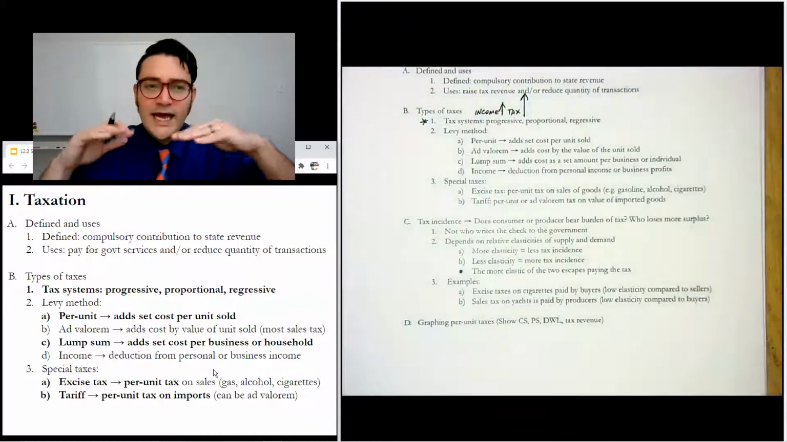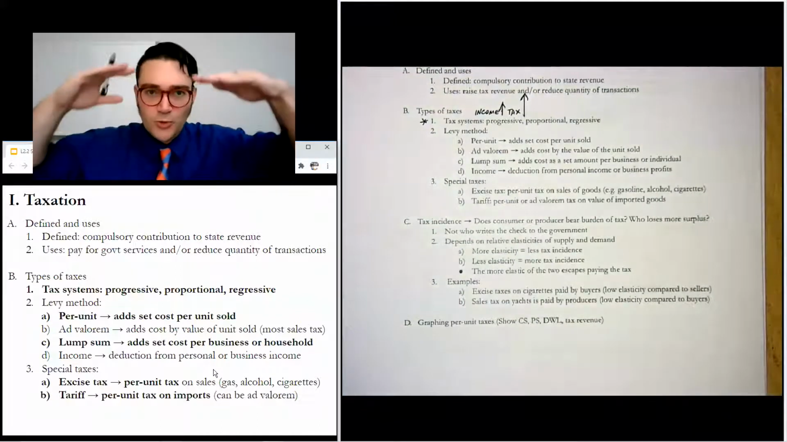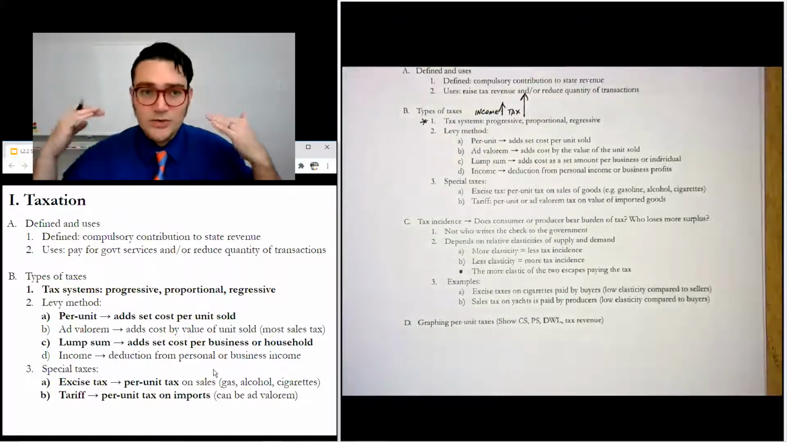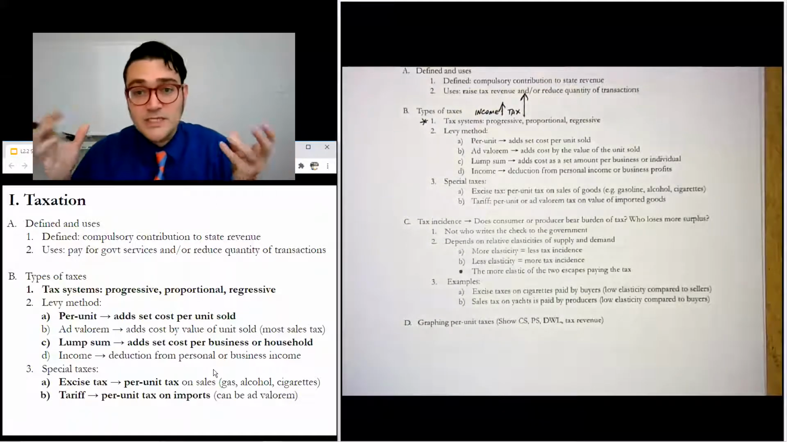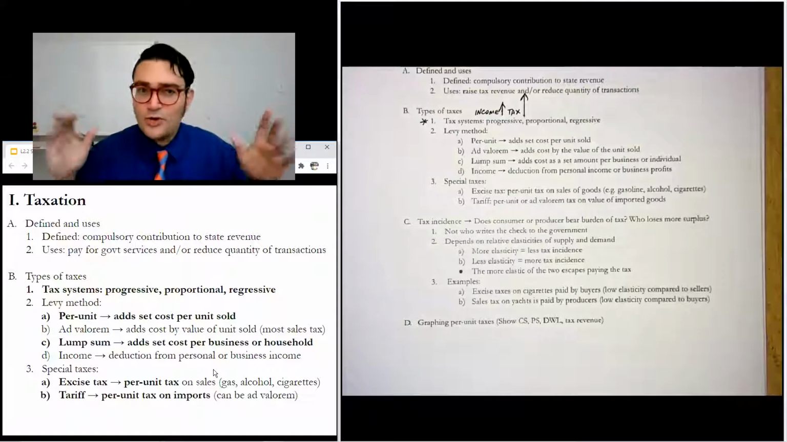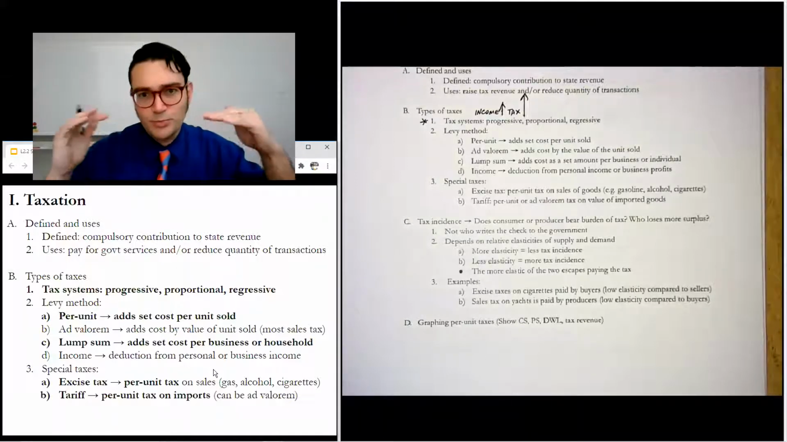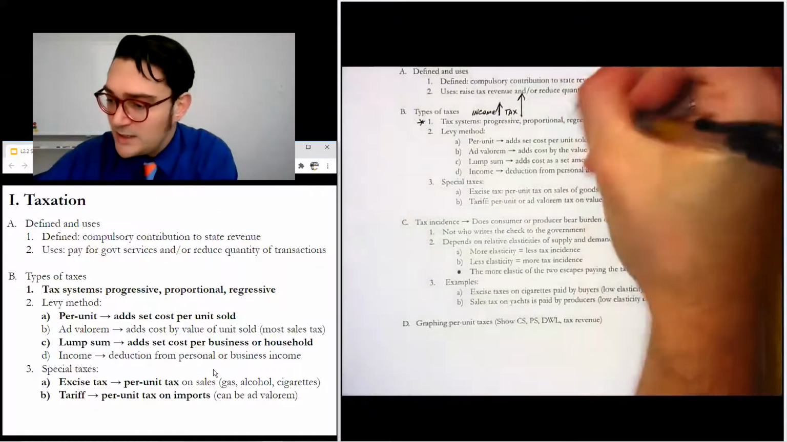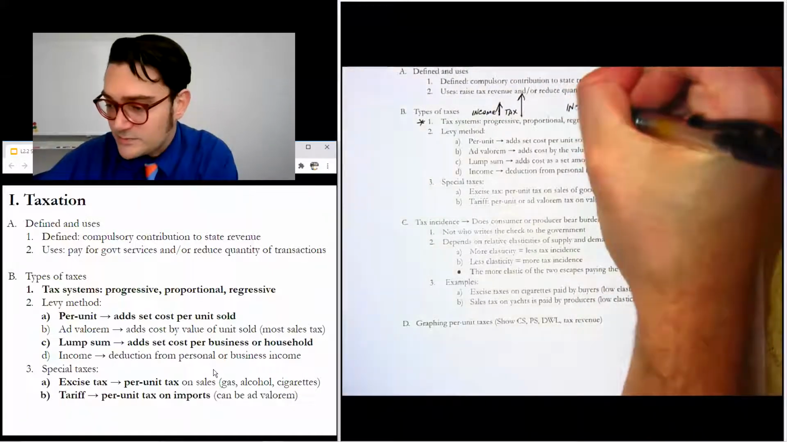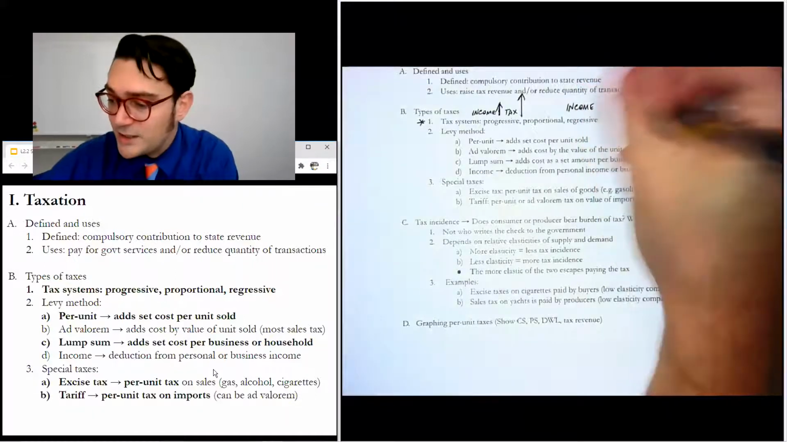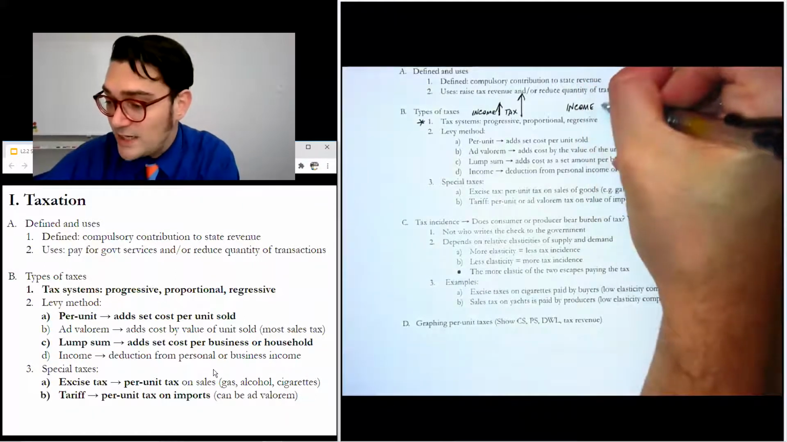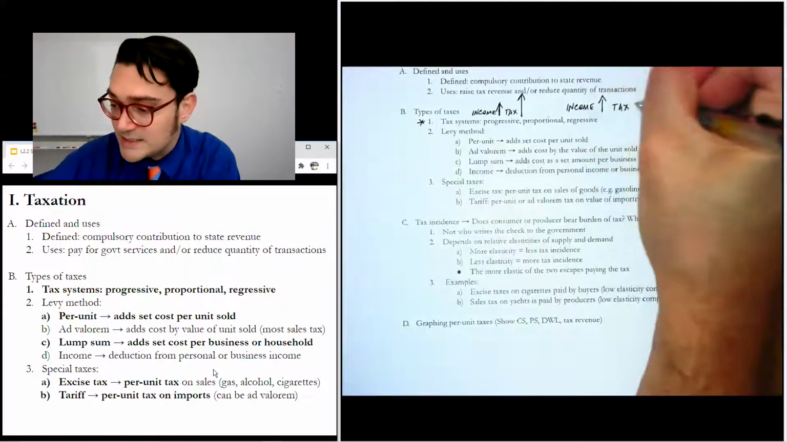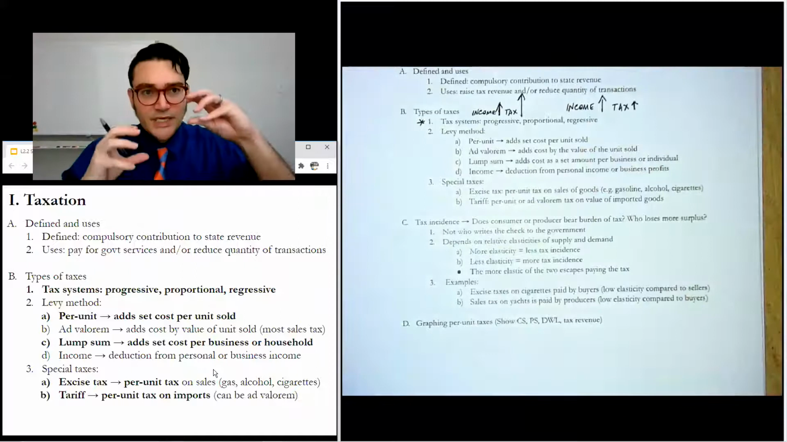Proportional means that as your income rises, the proportion of your income that you pay in taxes stays the same. So it's sometimes called a flat tax for that reason, because no matter how much money you earn, you pay exactly the same percentage or proportion of your income. Regressive taxes are ones where as your income rises, you pay less of it in taxes. So the ratio means they work in reverse.